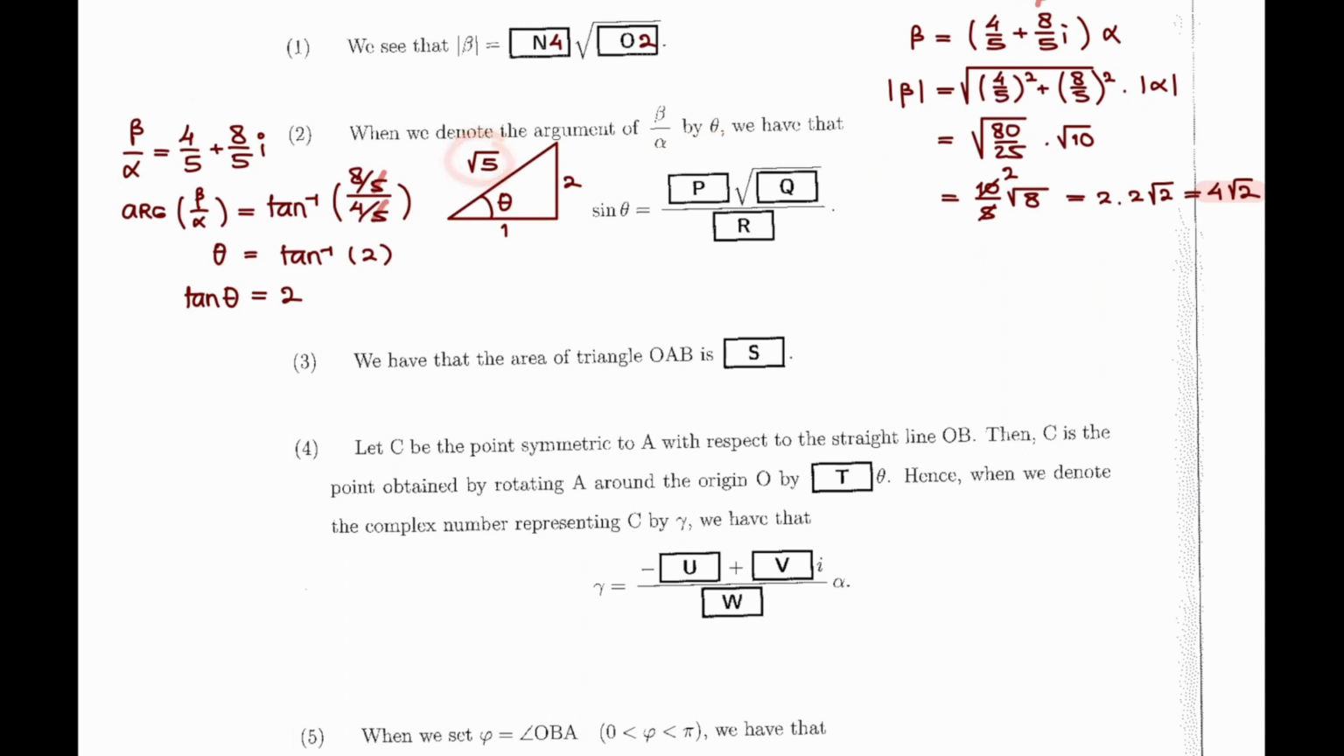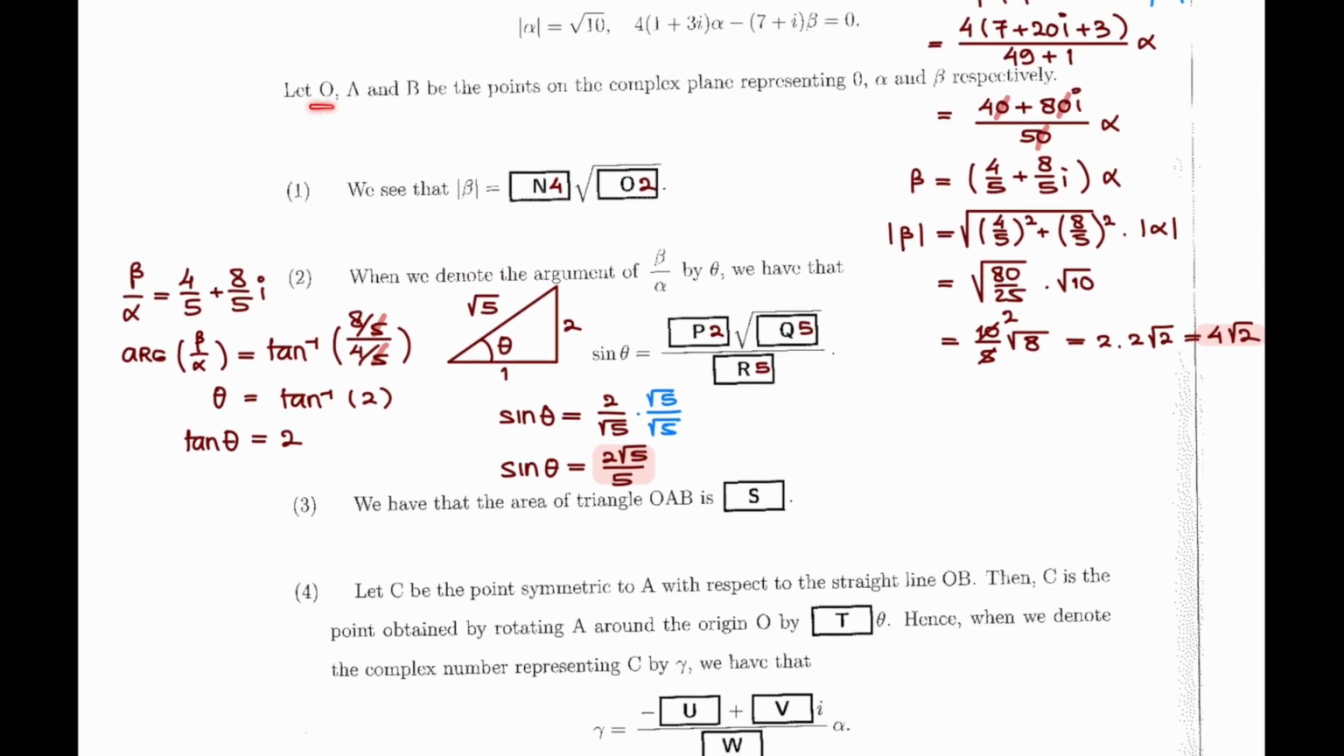Once you have the hypotenuse, you can find sin theta by looking at this right angle triangle. From that triangle, sin is opposite over hypotenuse, so 2 over square root of 5. By rationalizing the denominator, I multiply both numerator and denominator by square root of 5. Then my sin theta is equal to 2 square root of 5 over 5. This is my answer for sin theta. So P is equal to 2, Q is equal to 5, and R is equal to 5.